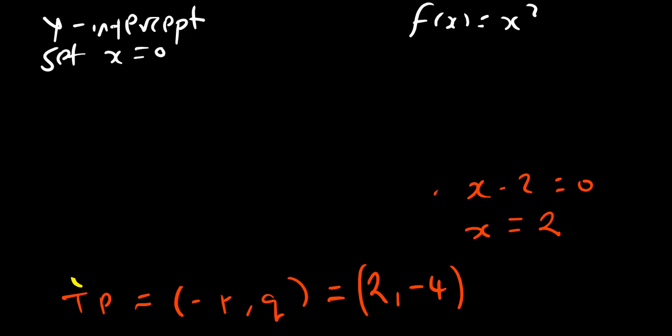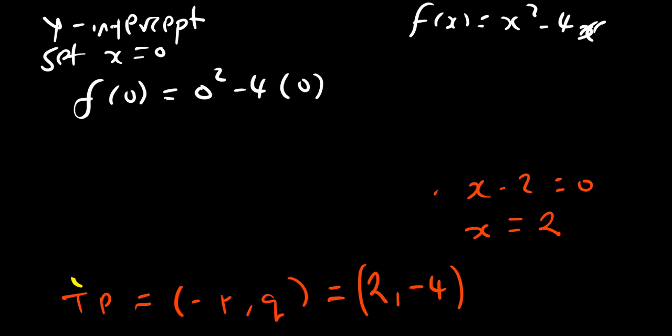minus 4x. So when we set this expression, f of 0 in this case will be, wherever the x is, we put 0, so 0 squared minus 4 times 0. Okay, so what are we going to have? 0 squared is 0, and negative 4 multiplied by 0 is just 0. So our intercept will be 0 comma 0. This is our y-intercept.